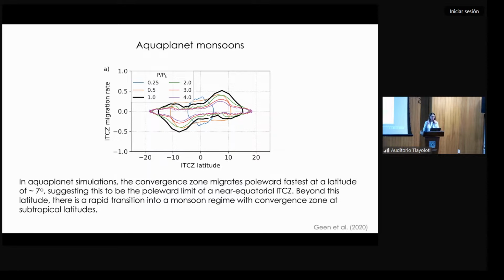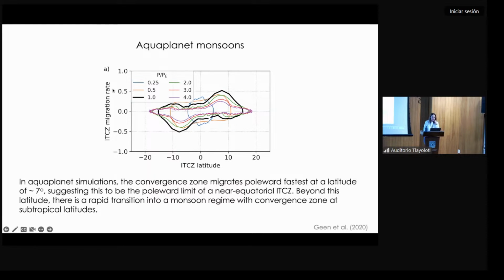For instance, not the rotation, but the rotation period around the sun, so the length of the seasonal cycle, and the depth of the mixed layer. Here I'm showing results where you can interpret this as changing the depth of the mixed layer. Each line represents a different simulation.